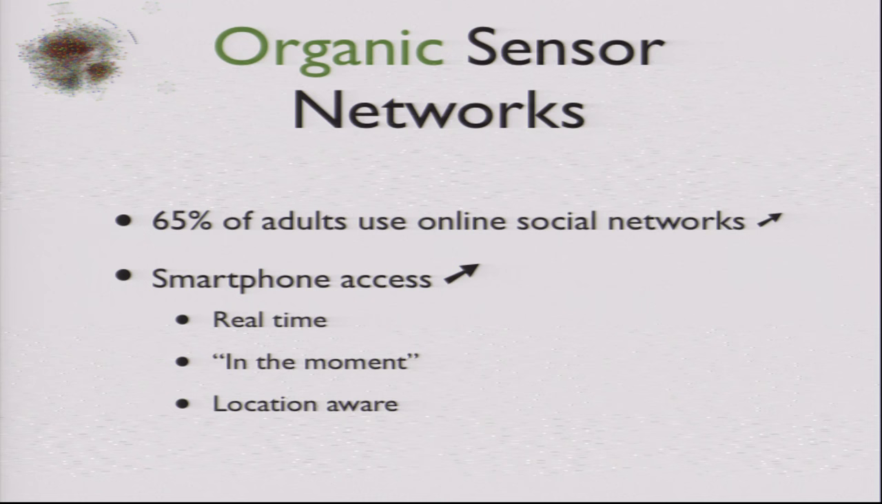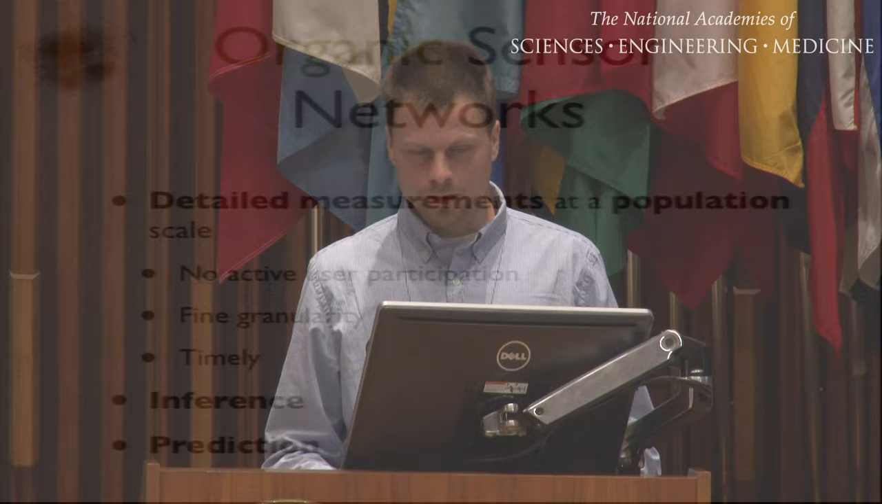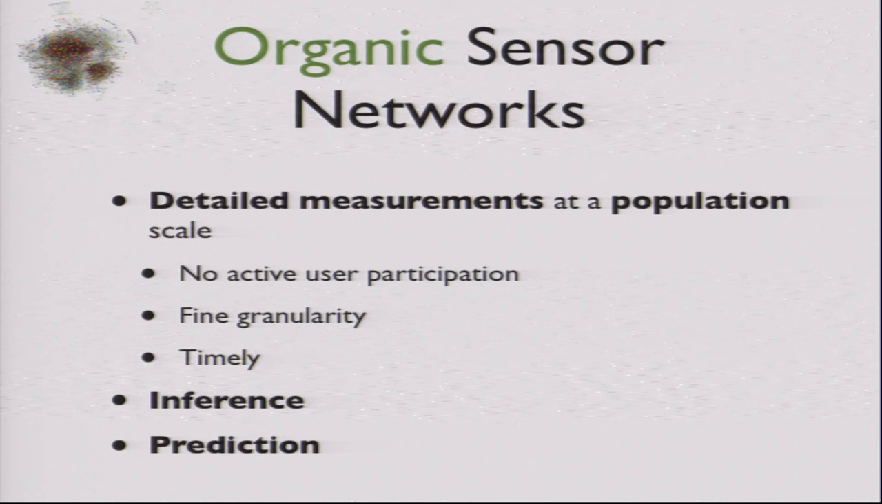A lot of these data points have a location component, which makes it really interesting. As a result, you can do not just passive measurements, but you can also do inference and roll a model forward to make predictions. Rather than making general statements, I'll focus on two applications. One is influenza-like disease and modeling its spread. The second is food poisoning and how we can prevent some of it.